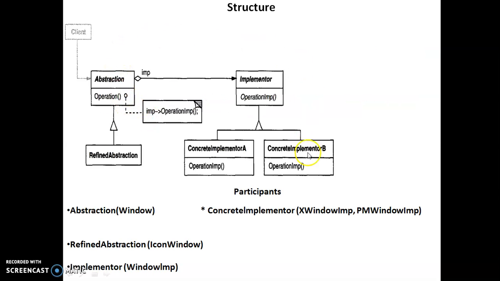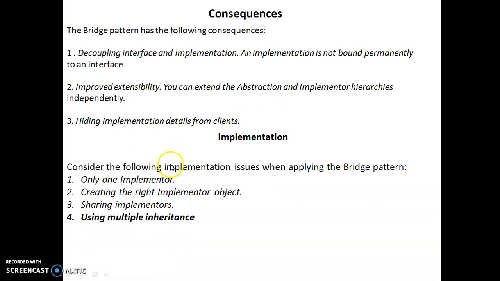And the structure: a client uses an abstraction, and this will be taking the features or the services from this. And here we have abstraction Window and defined abstraction IconWindow, WindowImp, and XWindow and PMWindow. So in this way, a client may use the services of the structure, that is X Windows or a PM Windows. And next, consequences: the bridge pattern has some decoupling of interface and implementation.